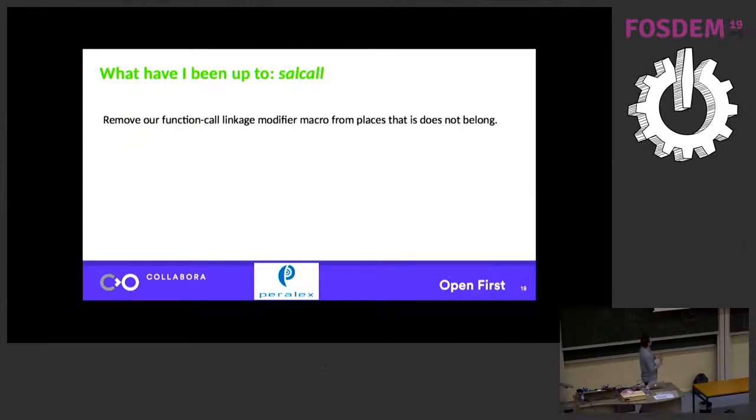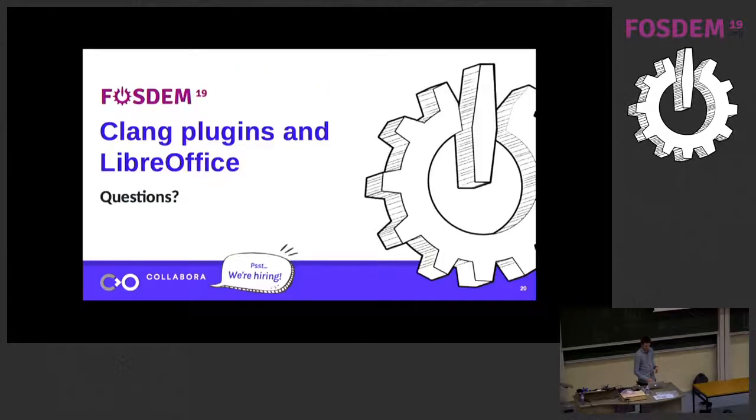SAL_CALL was an annotation we had that modifies the linkage. It modifies whether a method is internally linked into a library, whether it's externally visible. And we were using it in a lot of places that it didn't make sense. This was mostly leftover code. So we went through it and eliminated a bunch of it. And that is what I've been up to. Any questions?